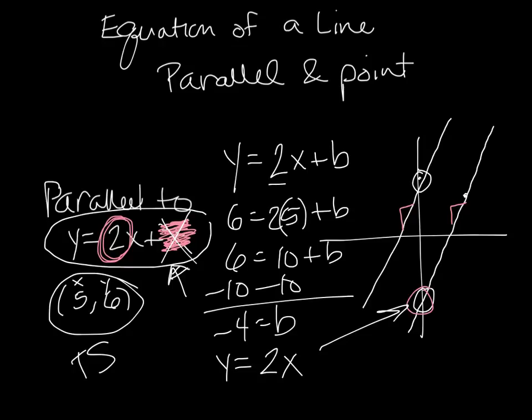Remember, my x and y are back, and then my y-intercept is negative 4. And so that's if you have a parallel line and a point on your line.